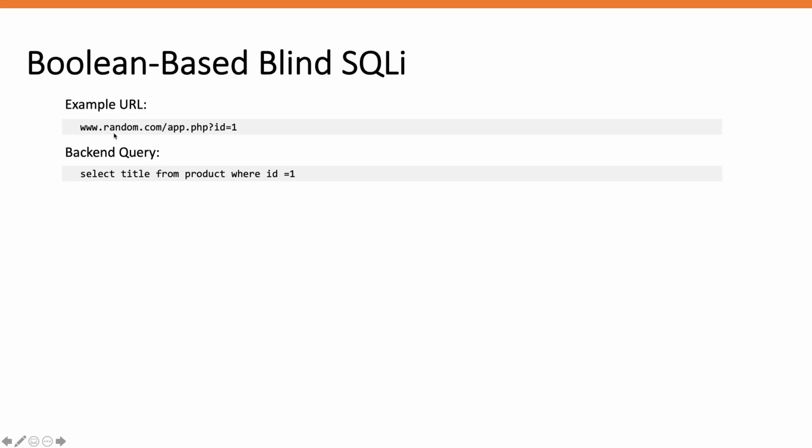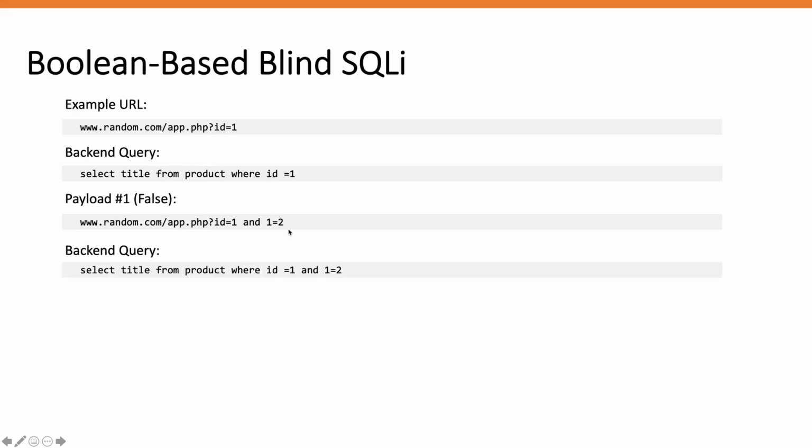So let's take the backend query. Imagine over here, when you enter an ID number, this is a query that happens at the backend: select the title from the product table where ID is equal to 1. And because ID is equal to 1 is a valid ID in the table, the application will display the title of the products that are associated with ID 1. Now, if we want to force a false payload, we could use a conditional statement: and 1 is equal to 2. So the backend query would be select the title from the product table where ID is equal to 1 and 1 is equal to 2.